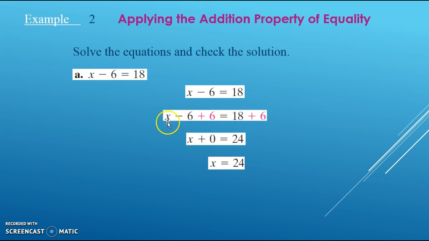Once we do that, you'll see that the third step is going to be x plus 0, because minus 6 and plus 6 is 0. And then 18 plus 6 is 24. So our solution to this equation is x equals 24. So we go through those processes in chapter 5. And then we're going to do some similar things in chapter 6.